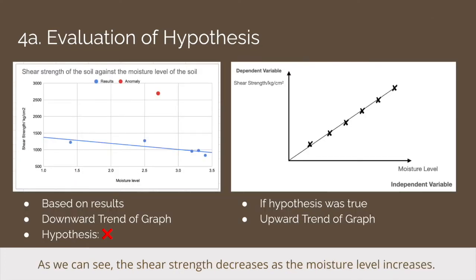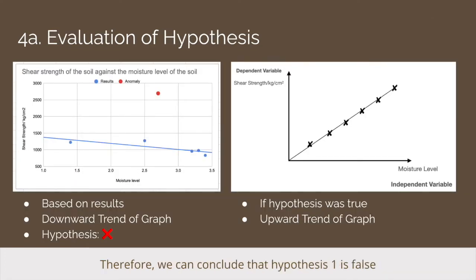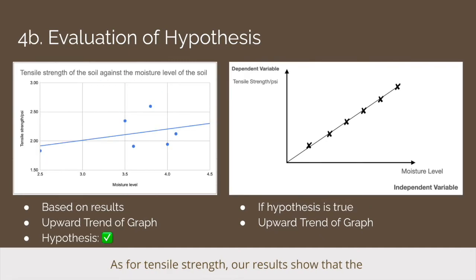As we can see, the shear strength decreases as the moisture level increases. Therefore, we can conclude that hypothesis 1 is false. As for tensile strength, our results show that the tensile strength increases as the moisture level increases. Therefore, we can conclude that our hypothesis 2 is true.